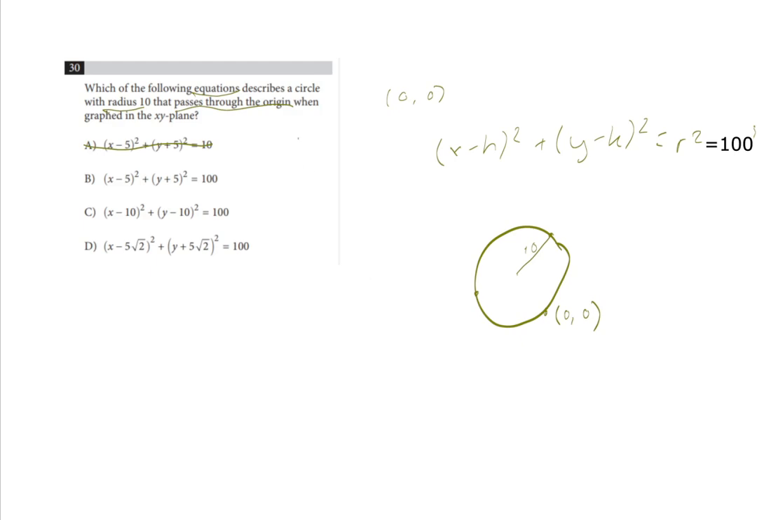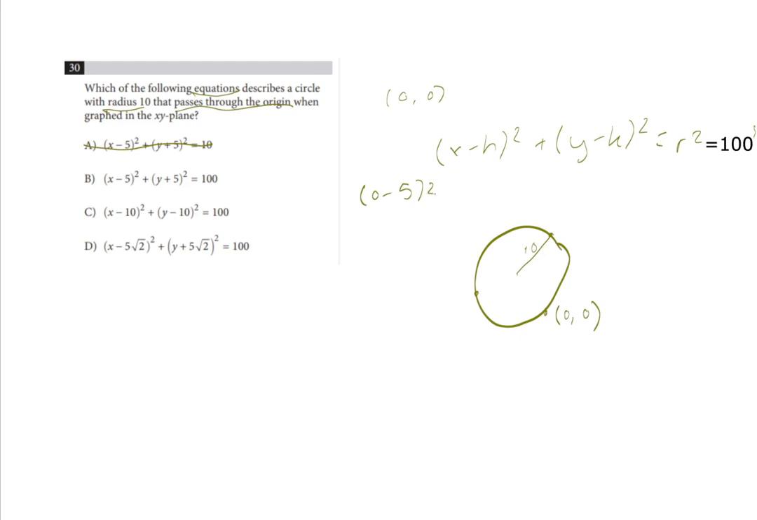Now, if we're thinking about it, we know that the circle passes through 0, 0. So our x and our y value, if we plug in 0 and 0, it should work. That's what that means. 0, 0 is a point on the graph. So the best thing to do here is to go through each of these and test it and see if it actually does equal 100. So we're going to do that with B first.